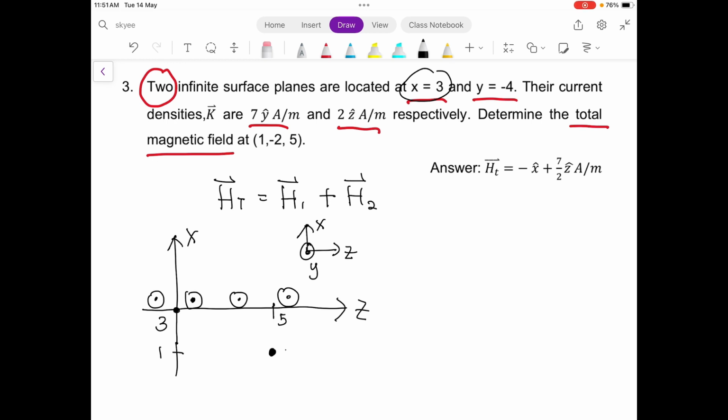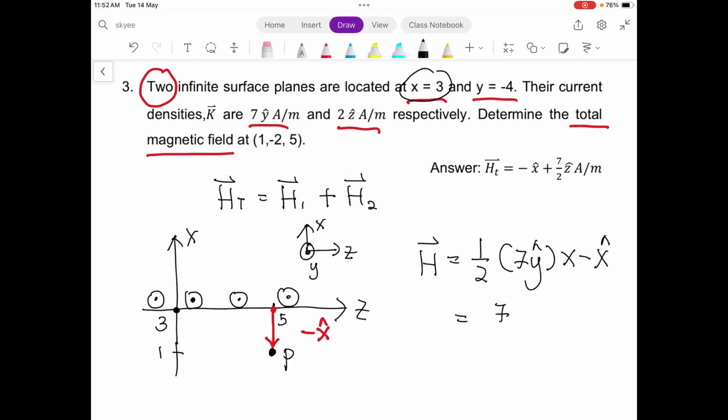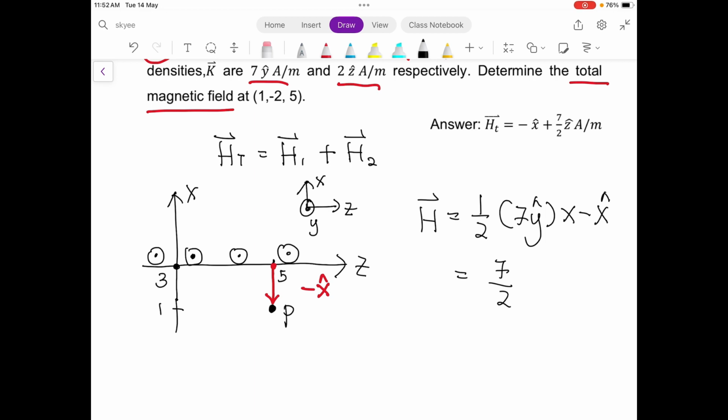Now you want to find the magnetic field at position P. H would be 1 over 2 multiplied by k, which is 7y, cross product with the unit vector n. Your plane is here, pointing to the observation point, so your unit vector n is in the negative x direction. So you put negative x here, and it is 7 over 2. For y cross x you get negative z, and because of the negative you get positive z. This is the magnetic field from the first surface.